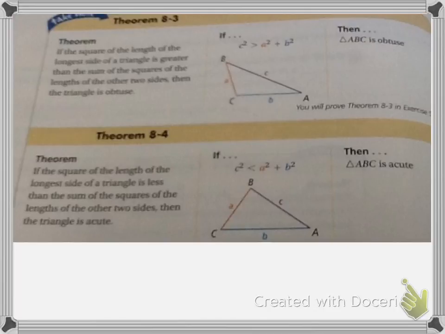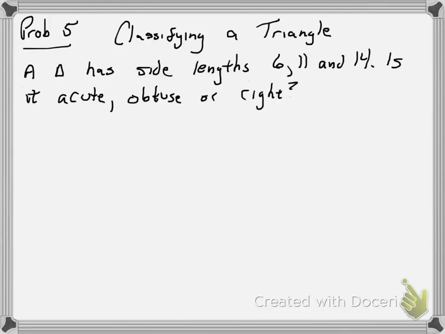The next two theorems, A3 and A4, talk about also C squared equals A squared plus B squared. We talked about it being a right triangle. In A3, they talk about C squared being greater than A squared plus B squared. If that's true, it's an obtuse triangle. If C squared is less than A squared plus B squared, it's an acute triangle. So again, there's three types of things there.